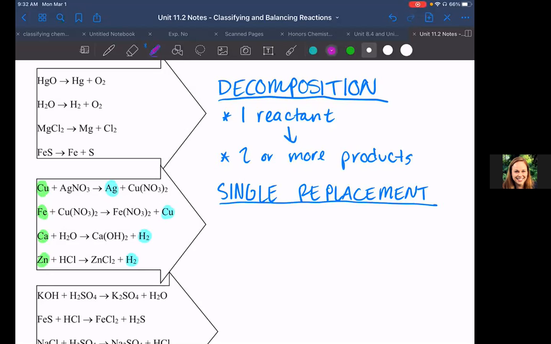And so what we're getting is an element plus some type of compound, which is producing a different element and a new compound. Instead of making notes like we've done before, I'm going to write a generic reaction equation for this. So we're going to have an element plus a compound.